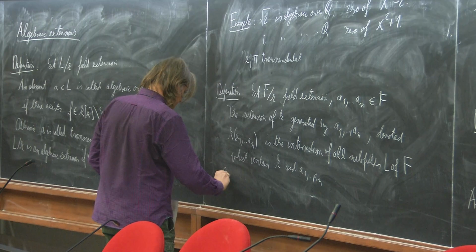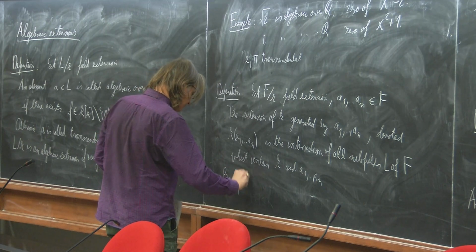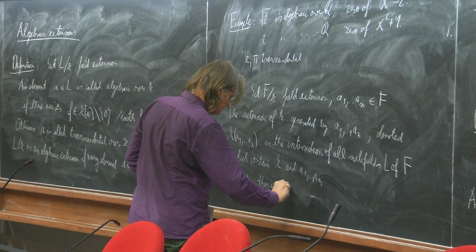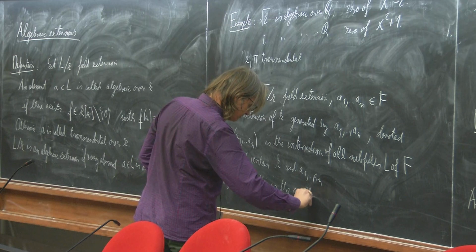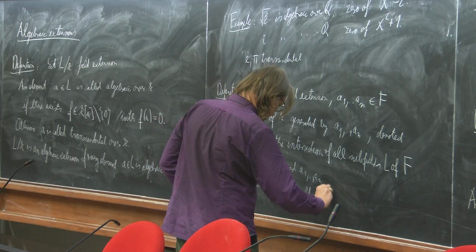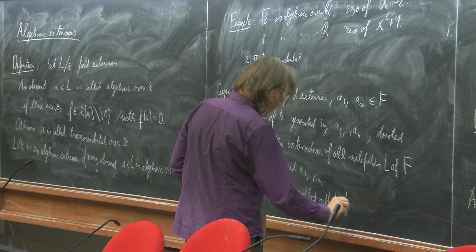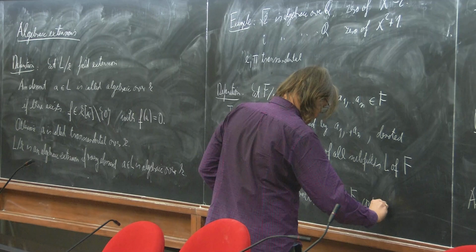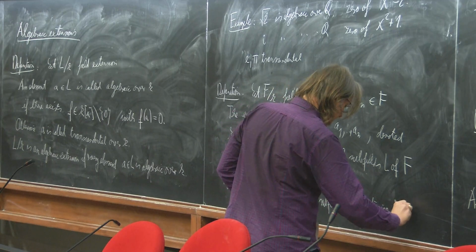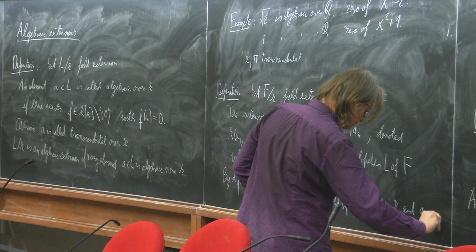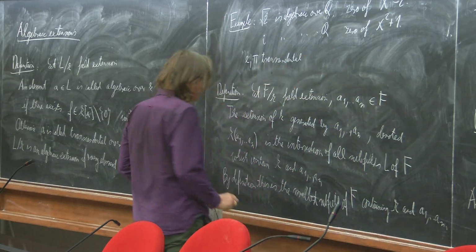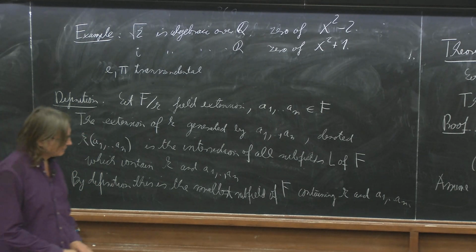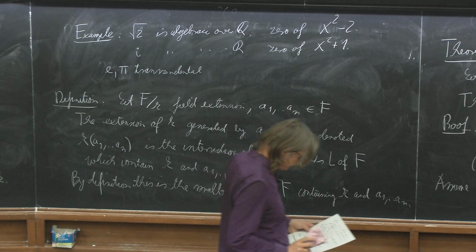So by definition, this is the smallest subfield of F containing K and A1 to AN. So this is this extension generated by finitely many elements, A1 to AN.